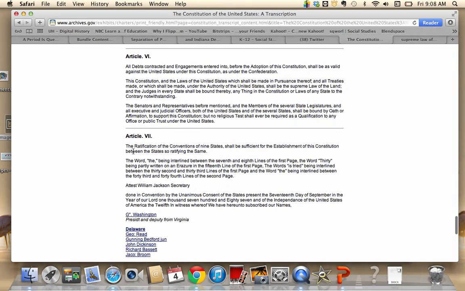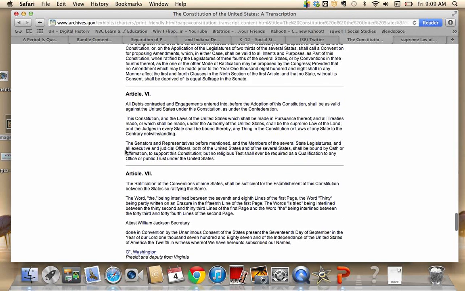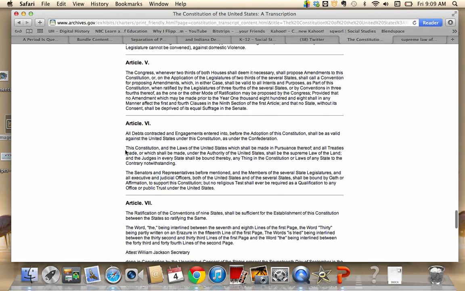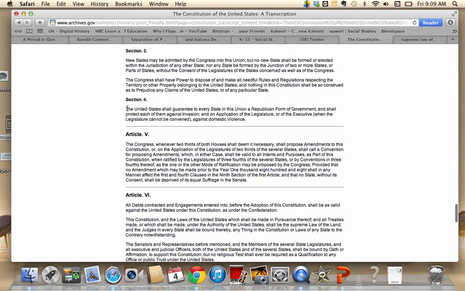And then Article 7 is really just this part right here. The ratification of the Convention of 9 states shall be sufficient for the establishment of this Constitution between the states so ratifying the same. So here we have the 7 articles to the Constitution, once again broken down in sections, and each of the individual sections broken down into clauses. So you should be able to navigate through the Constitution when I ask you to go somewhere.